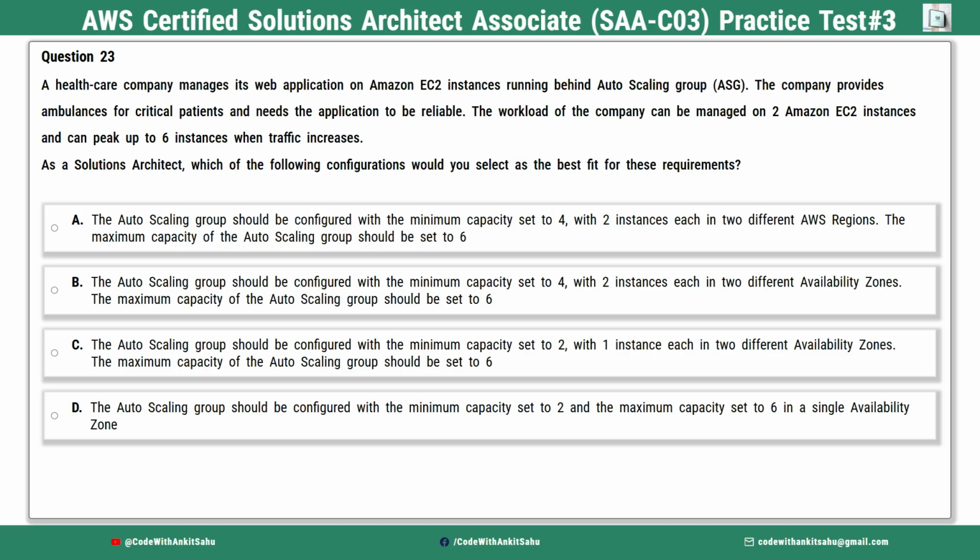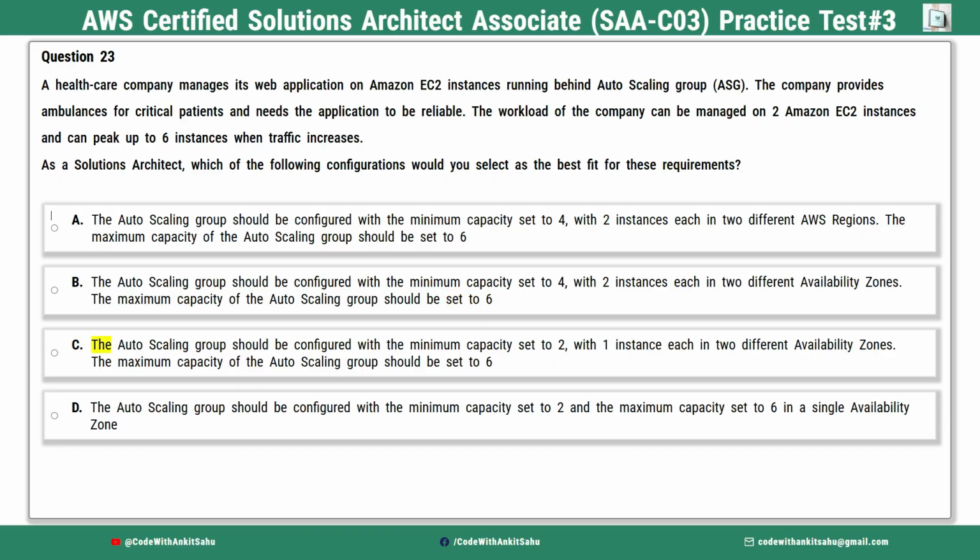Option A. The auto scaling group should be configured with the minimum capacity set to 4, with 2 instances each in 2 different AWS regions. The maximum capacity of the auto scaling group should be set to 6. Option B. The auto scaling group should be configured with the minimum capacity set to 4, with 2 instances each in 2 different availability zones. The maximum capacity of the auto scaling group should be set to 6.